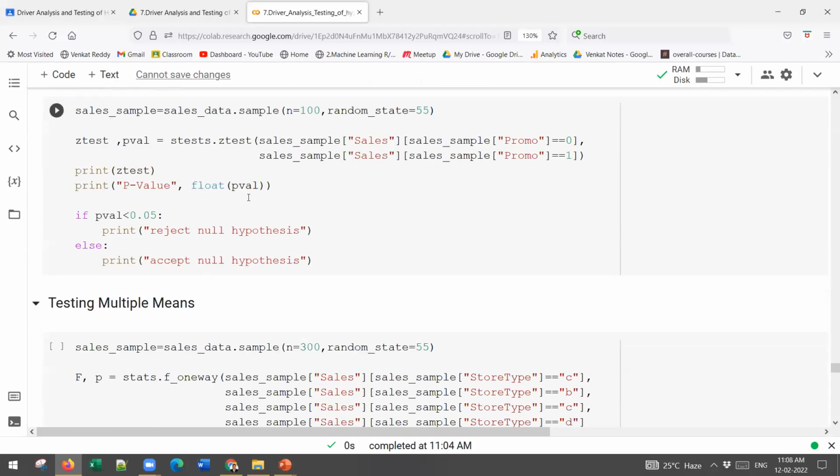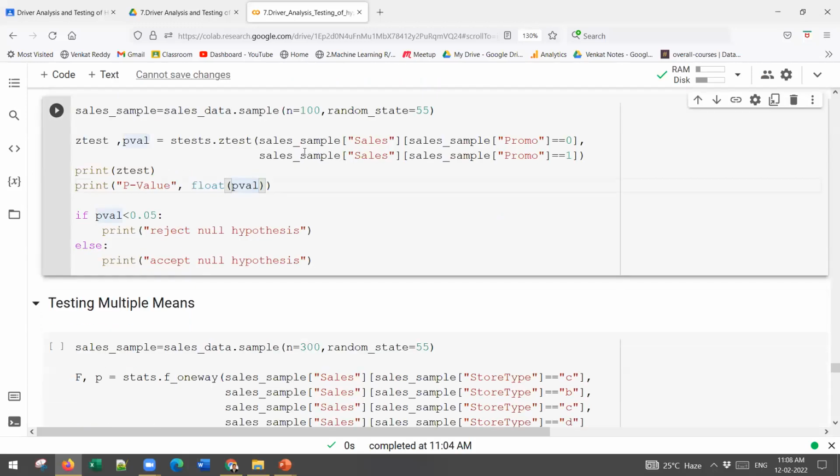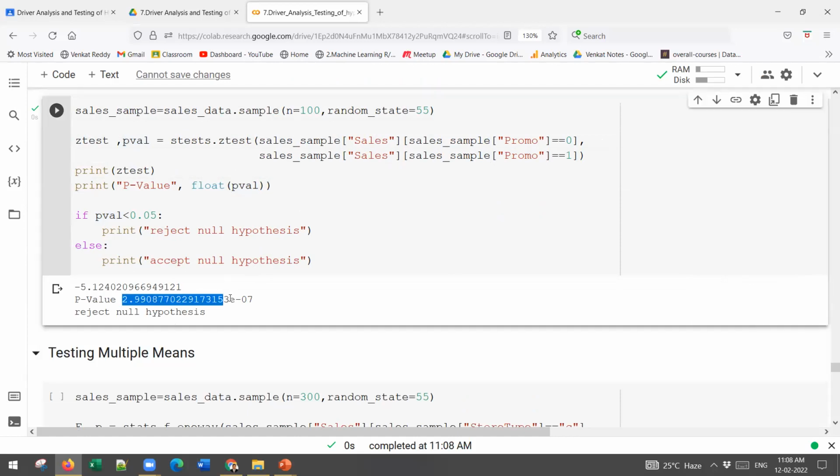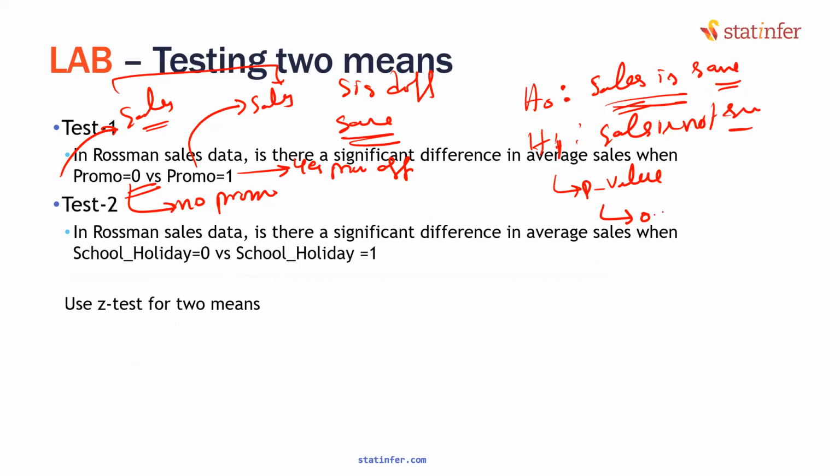If you go for testing of two means, promotion 0 and promotion 1, for these two you're finding the average sales, and the p-value is 2.99 e to the power minus 7. That means the p-value is 0.000002. After 6 zeros, you will get a 2. Are you going to accept or reject? The p-value is very less.